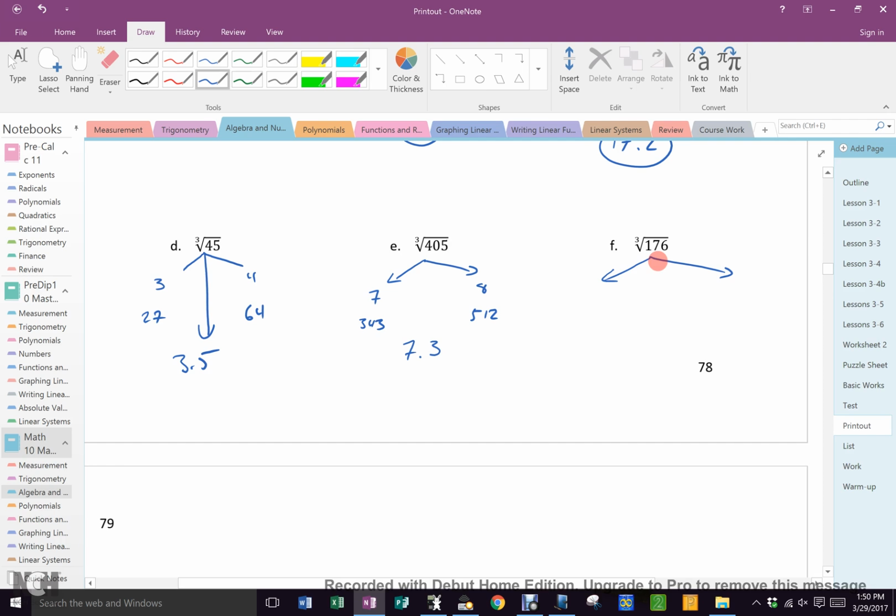What about 176? 5, which is 125. 6, which is 216. 50 away from there, 40 away from there. So slightly more than half this time, right? 5.6. Is everybody cool with estimating? Going once? Going twice? Going thrice? Excellent. You guys should have a blank page in your book next if you turn over.